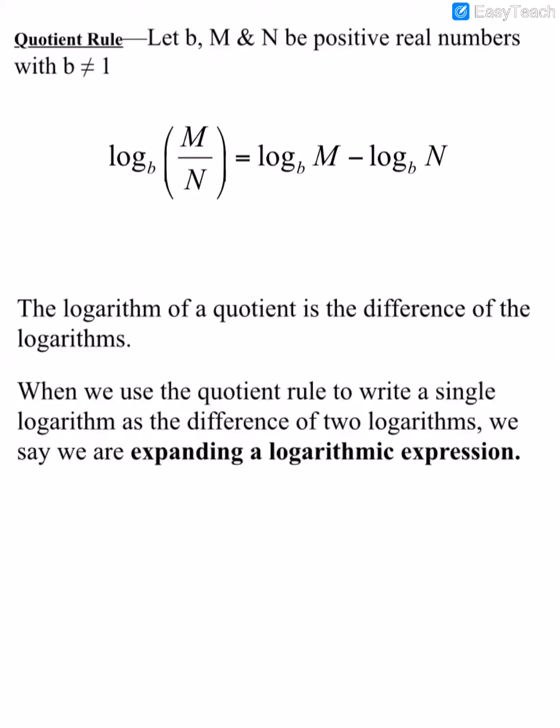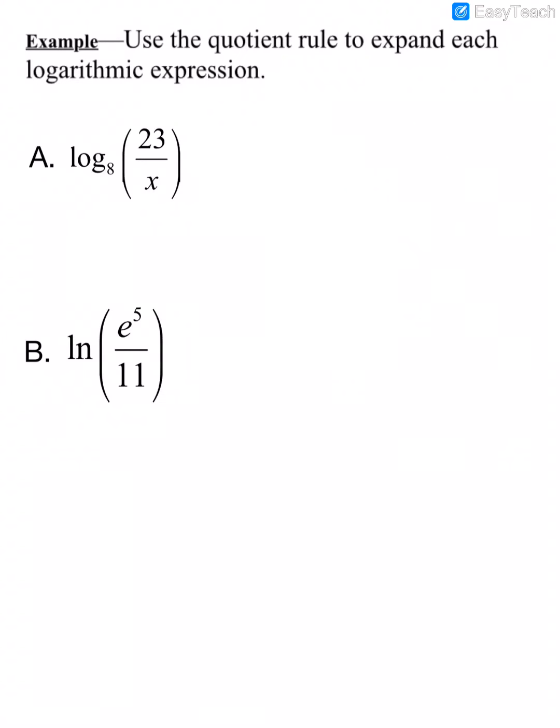Remember, when we have exponents, if we're dividing like bases, then we subtract the exponents. So this would be the same thing as x to the 5 minus 3, which would be x squared. So in our exponents, division and subtraction are related. It's the same thing with our logarithms. Division and subtraction are related. Again, when we separate a single logarithm into two separate logarithms, that's called expanding the logarithmic expression. So now we're going to use the quotient rule to expand each logarithmic expression.